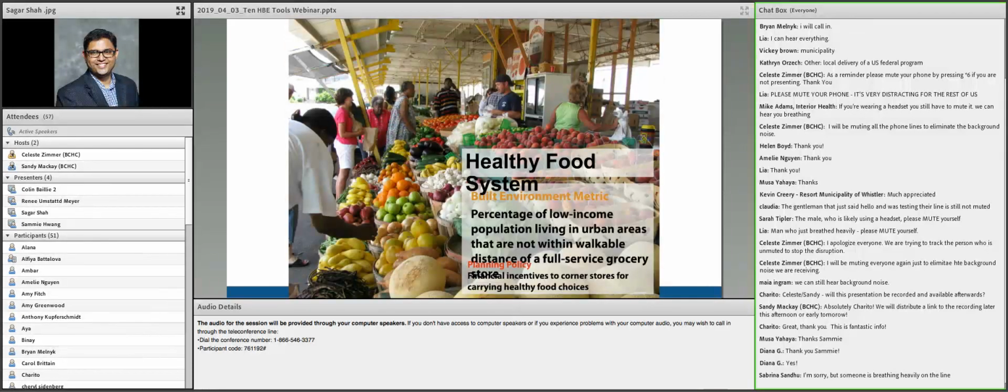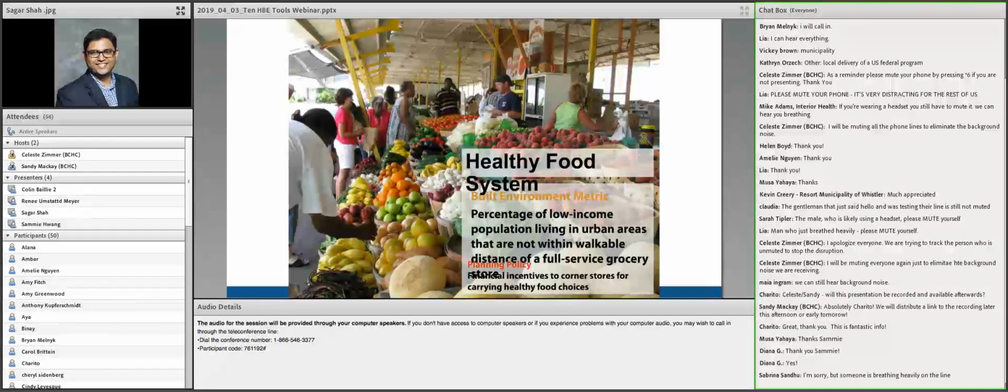Going to another example, the second domain is healthy food system. One example of a metric is the percentage of low-income population living in urban areas that are not within walkable distance of a full-service grocery store. And we focus specifically on low-income population because research suggests, I mean, if you have a car and you're living in a rural community, if you're rich, you can drive to the grocery store even if it's 5 miles away. So we are more interested in looking at people who don't have enough resources to access healthy food, right?